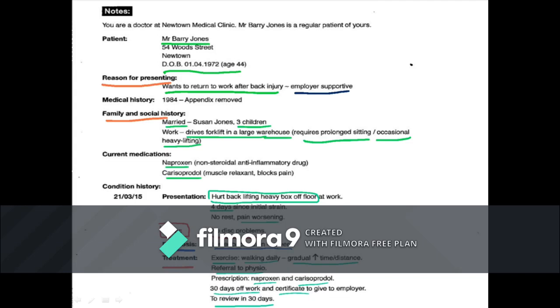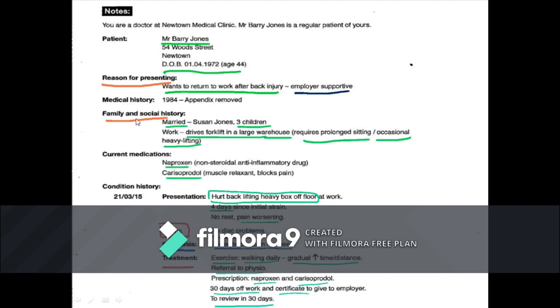Then you have to read the whole case note before you start writing. Here I have underlined important information which you will include in your letter. This is Mr. Barry Jones, patient name is important, date of birth is very important. Reason for presentation: the patient came to you because he wants to return to his work after a back injury, and his employer is very supportive as well. Medical history: he underwent appendectomy in 1984, but appendectomy has no relation with back pain or back injury, so we will exclude this information. This is totally irrelevant.